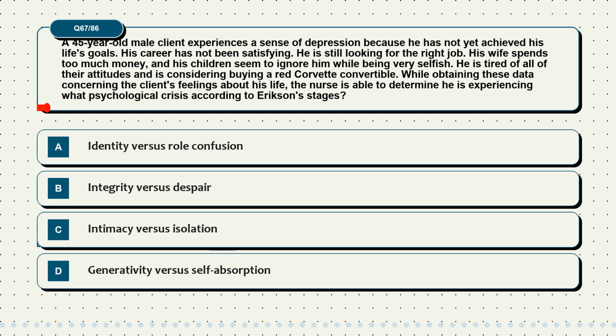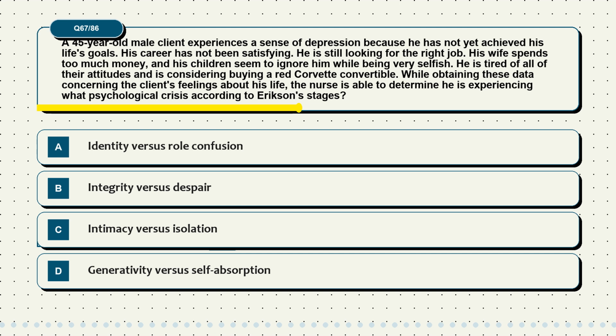Question 67. A 45-year-old male client experiences a sense of depression because he has not yet achieved his life's goals. His career has not been satisfying. He is still looking for the right job. His wife spends too much money, and his children seem to ignore him while being very selfish. He is tired of all of their attitudes and is considering buying a red Corvette convertible.